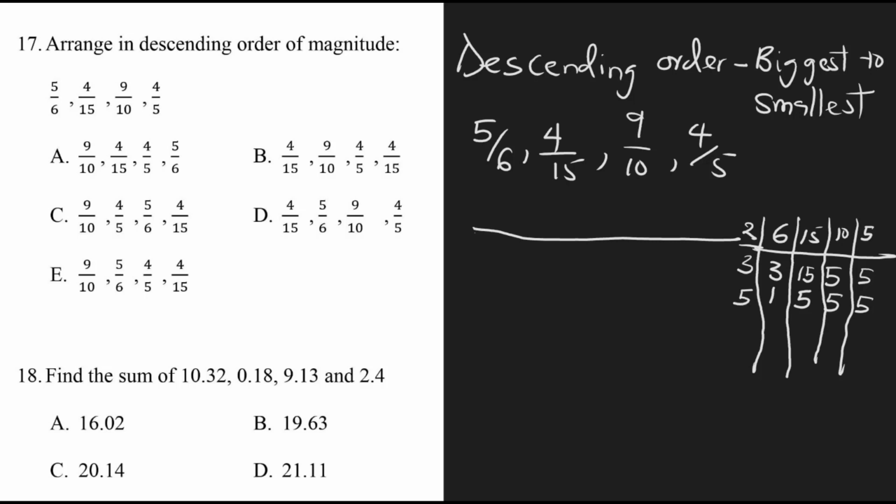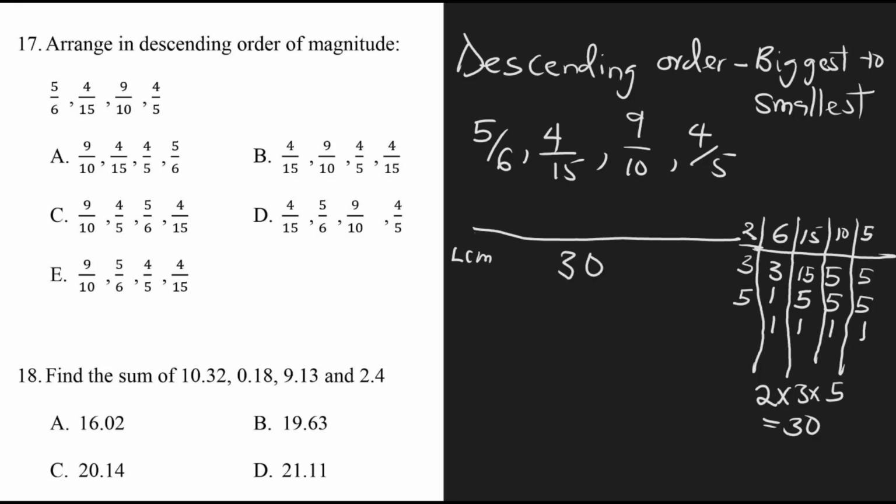So 1 divided by 5 is 1. 5 divided by 5, 1. 5 divided by 5, 1. So what is our LCM? Our LCM is 2 times 3 times 5. 2 times 3 is 6, and 6 times 5 is 30. So we have 30. That's our LCM. So our LCM is 30.